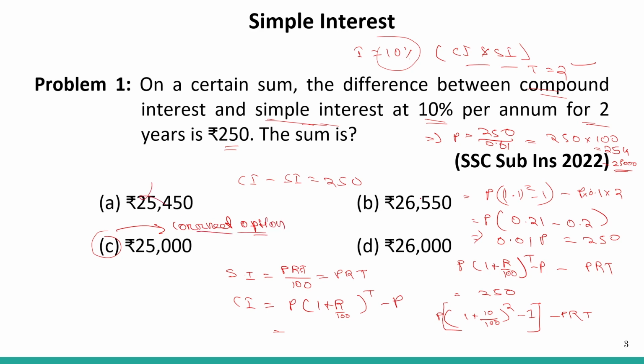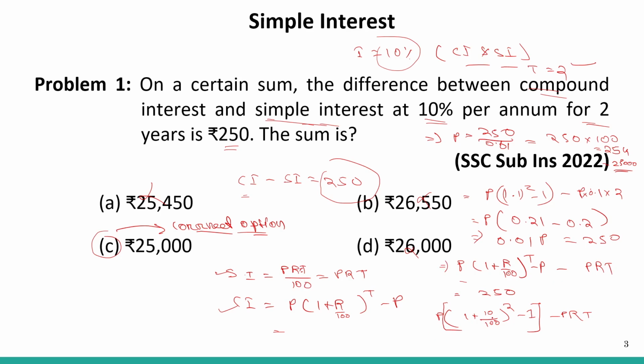The others, B, A and D, are wrong answers. Let's cover it again in a shorter way. We are given the difference between compound interest and simple interest. CI is given by this formula and SI by this formula, and their difference is 250. So we subtract SI from CI in formula terms, and we are left with P into (1 plus R by 100) power T, minus P, minus PRT, equal to 250.